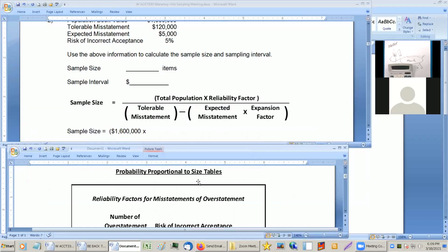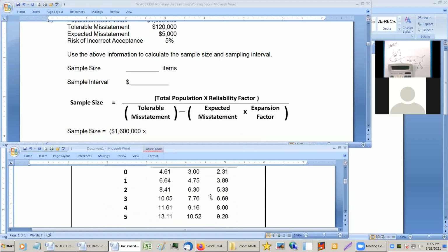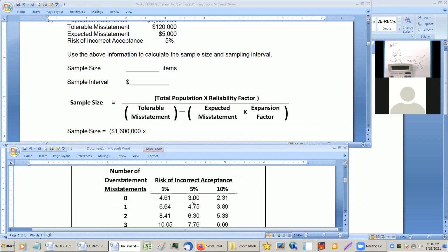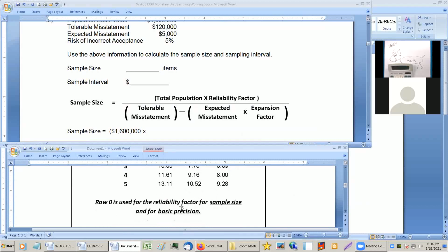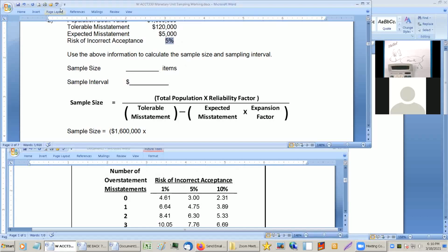So on that last page, we have a reliability factor for misstatements and overstatements. And this is the table. So here are the reliability factors. Now you'll notice that for each one, there are a number of amounts. So which one do we use? If you go down to the bottom of that table, it says row 0 is used for the reliability factor for sample size, which is what we're doing, and basic precision, which we haven't talked about yet. So for sample size, you use row 0.